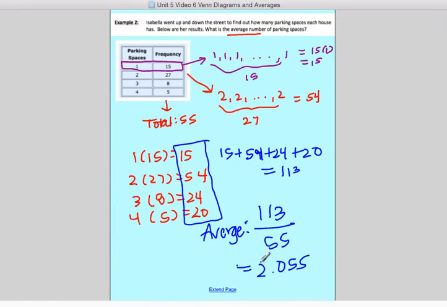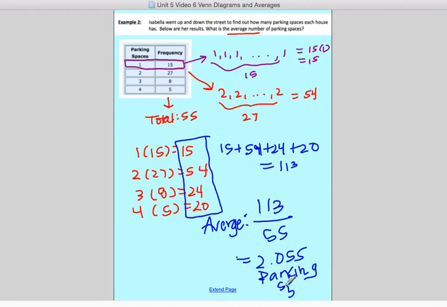2.055. And what is this talking about? Parking spaces. So it's saying on average, a house has 2.055 parking spaces. Okay, that is example 2, so finding the average from a frequency table.